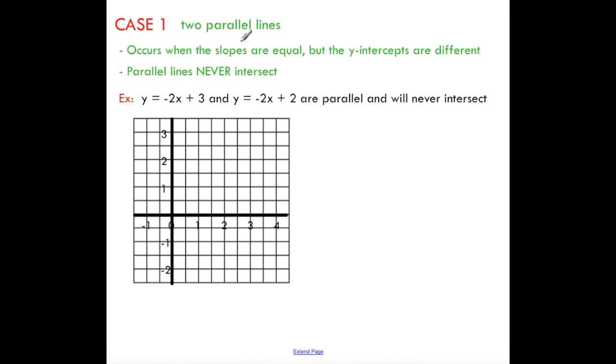We'll look at the case where we have two parallel lines. Remember that parallel lines have slopes that are equal, and we know that parallel lines never intersect. So example here is these two lines here. Notice that they have the same slope. Remember, the slope's the number in front of x. So right away we know that these two lines are parallel.